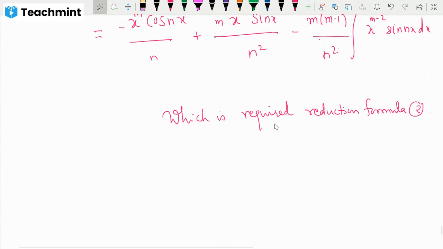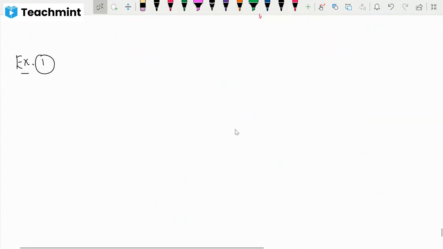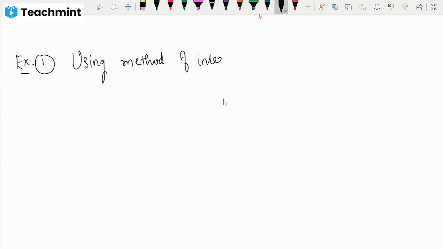In a similar way, we'll see some illustrative examples for this reduction formula. So let us solve the first example. Example 1: using the method of integration, evaluate the integration of x cube sin nx dx. So let's solve this problem.